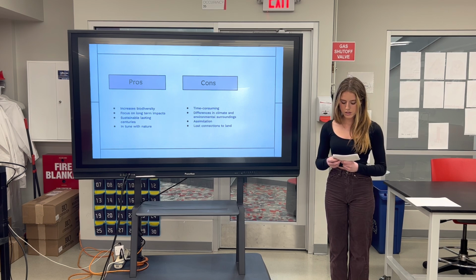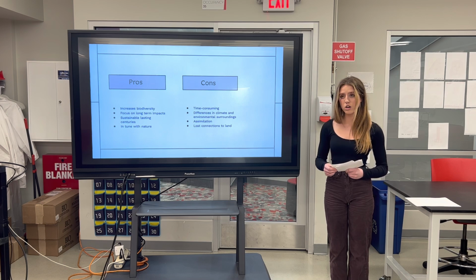Limitations can be seen within the use of ancient technology, such as the length it takes to build these structures, as it can be time-consuming. It can take many years to build these, and society typically looks for immediate results and often only focuses on the economic aspect. Another downfall may be differences in climate and environmental surroundings. Lastly, assimilation policies have caused many tribes to lose their connections to the land and ties to the environment, causing trauma and cultural loss.